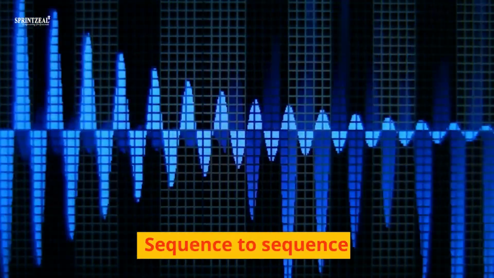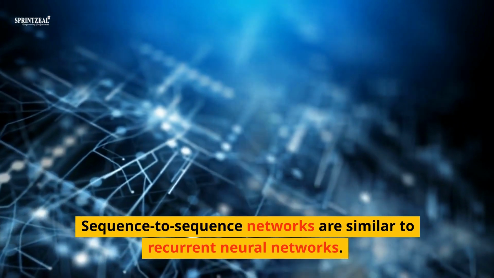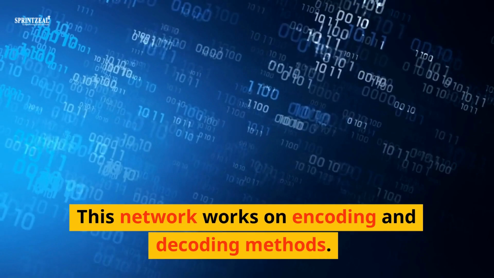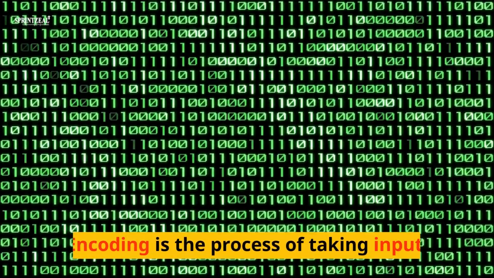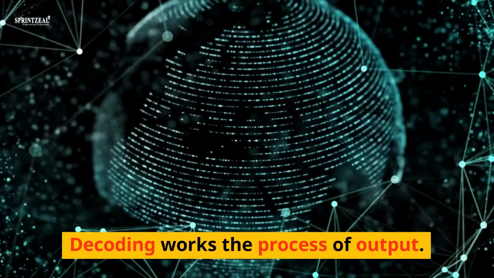Sequence to sequence. Sequence to sequence networks are similar to recurrent neural networks. This network works on encoding and decoding methods. Encoding is the process of taking input. Decoding is the process of output.